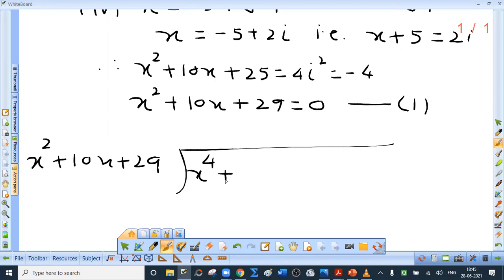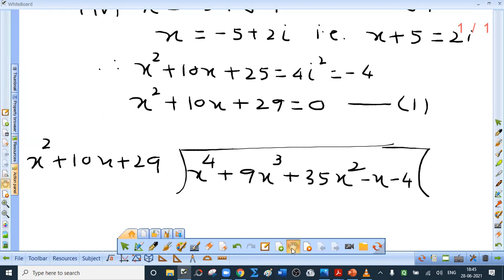x raised to 4 plus 9x cube. You have to be very careful. In some cases, one of the terms is missing. So you have to write that. Suppose x cube is missing. You have to write it as 0x cube like that. But here it is not missing. It is given to be 9x cube. So you have to write that, minus x minus 4. Okay. Good.